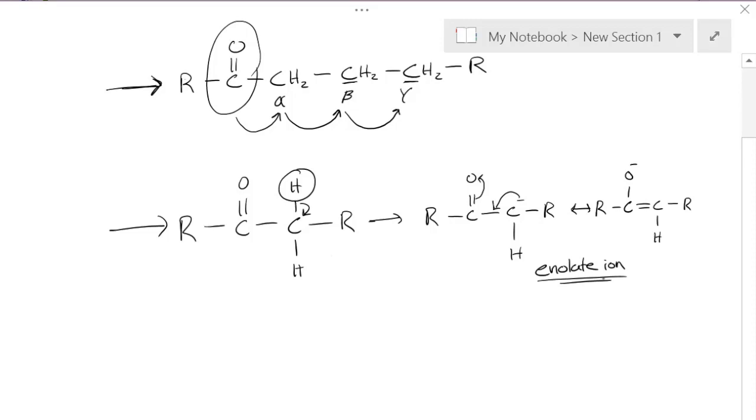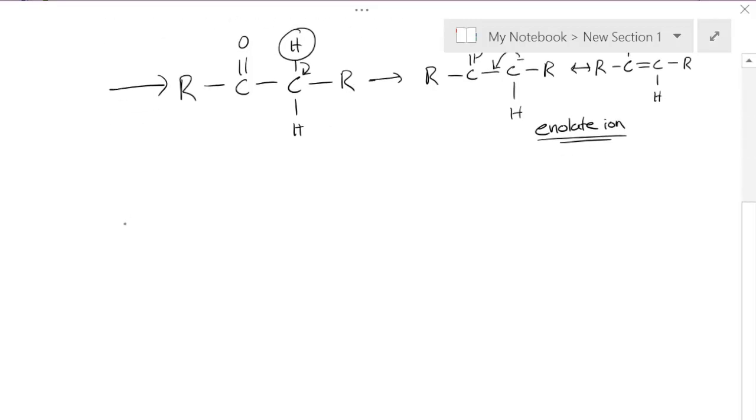The enolate ion is special in that we're able to create a negatively charged carbon that is relatively stable due to its resonance with the carbonyl compound. Now this opens up a wide variety of reactions because a negative carbon is a pretty strong nucleophile, and we can use it to attack electrophiles. So let's look at an example.